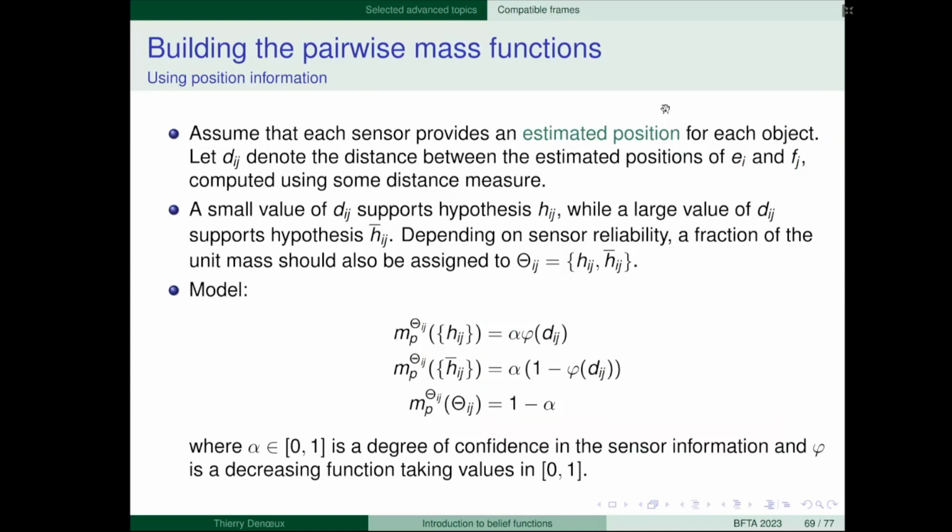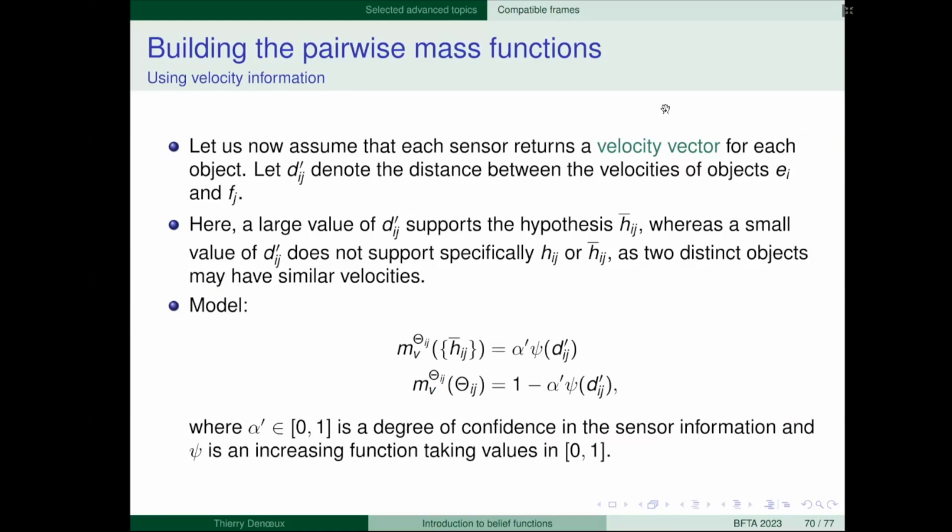So we start seeing here how we use that mass function formalism to represent evidence. Okay, so here this is the evidence from the distance between the positions of the two objects. Okay? The larger this distance, the more we believe that the objects are different. The smaller the distance, the more we believe they are the same.